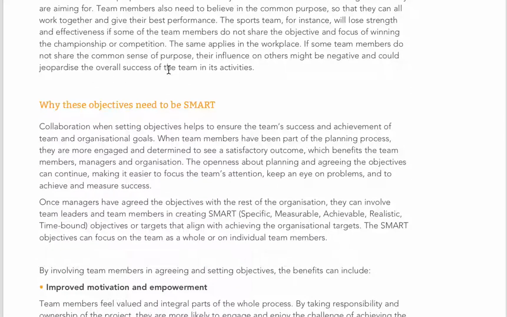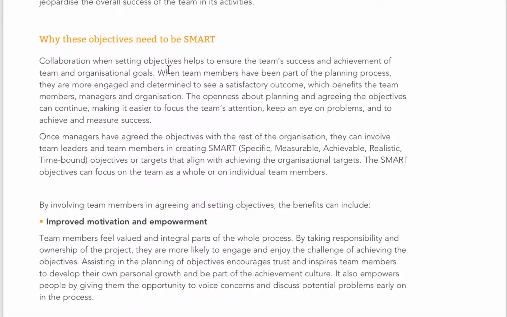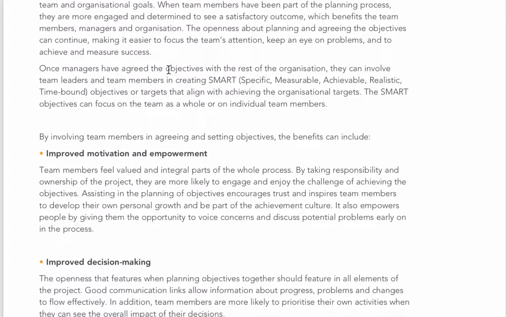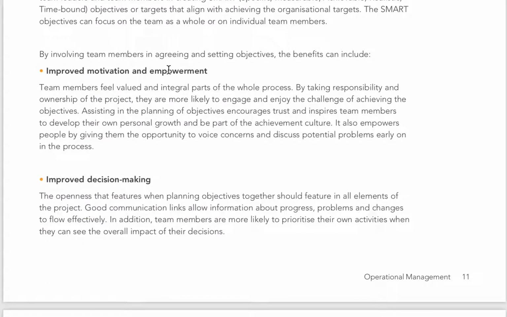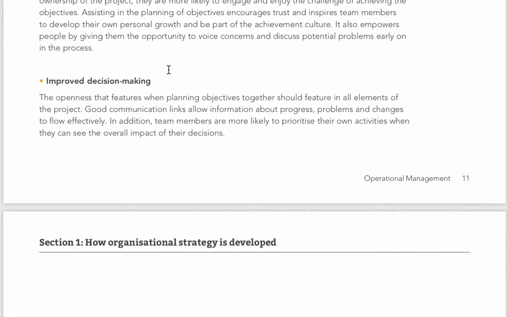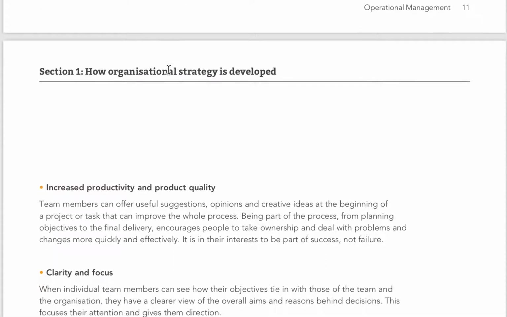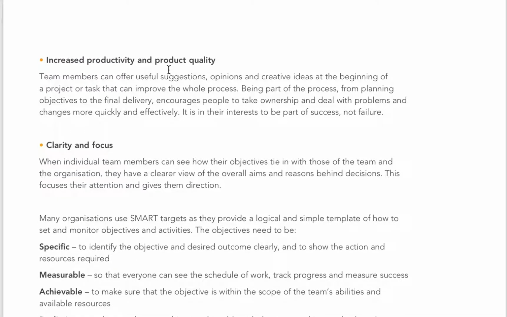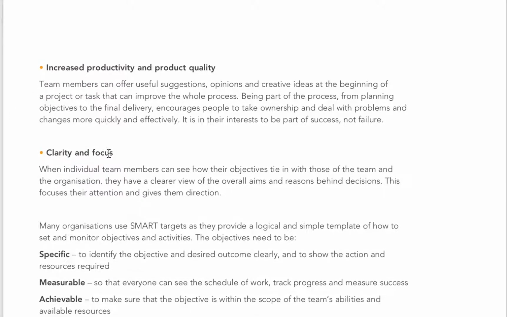And why do objectives need to be SMART? Well, because you want to collaborate with each other. You want to improve motivation and empowerment. If people don't know what they're doing, and if the targets aren't SMART, then how are you going to empower them to do it? And it also makes people improve their decision making. Now, one thing that I like about SMART is that it gives people clarity and focus, okay? It allows them to see things concisely.